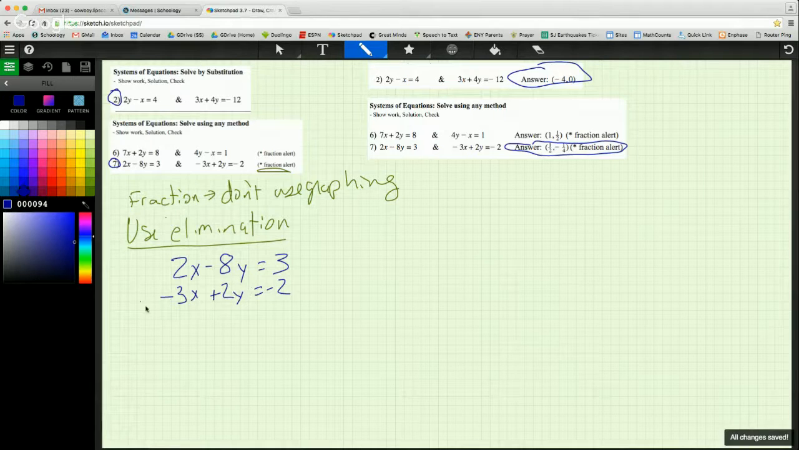Now, I can look at this and I could say, well, I can't add down. Elimination is the same thing. Remember, elimination means adding down. And you might have to multiply first.